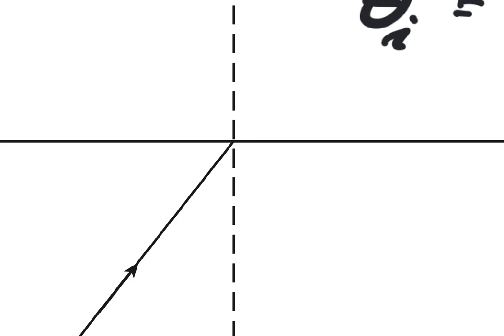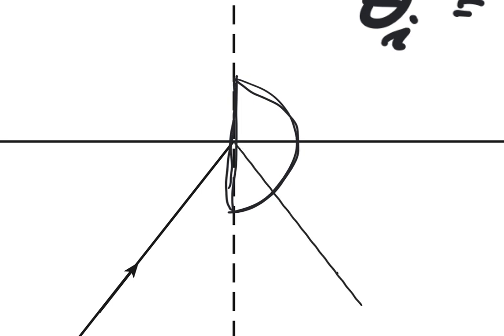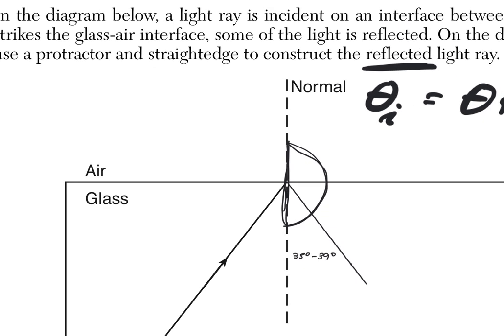So I'm going to take my protractor and measure from the normal, and measure 37 degrees on this side and draw my reflected ray, reflecting off of the boundary and over the normal. And the answer key says you can be between 35 and 39. We do not reflect off of the normal, so don't be doing any of these things here. That is not the thing to do.